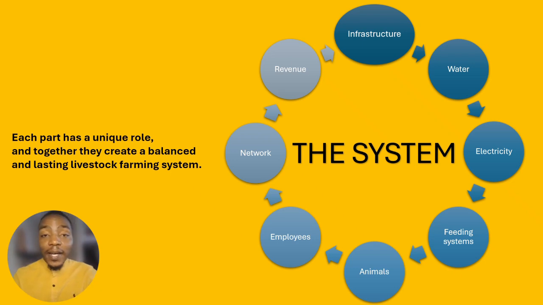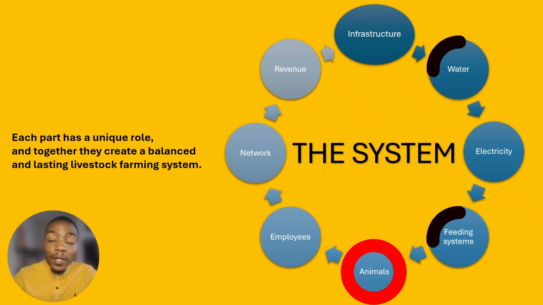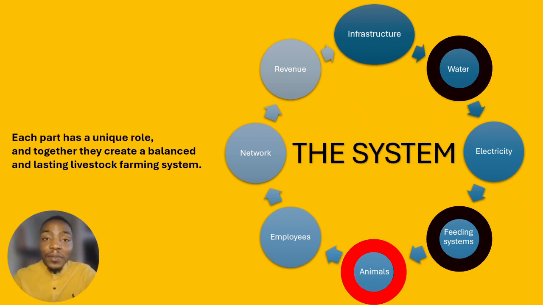Now we're going to look at how all these different parts are dependent on each other and how they all connect. So starting with the animals, the animals are actually reliant on the water and the feed, and so before you even think about purchasing extra animals for your farm, make sure you have those two components available for them.